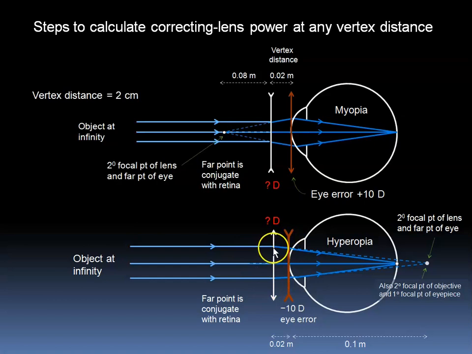Similarly, in the case of the hyperopic eye being corrected, we know where the far point of the eye is because the eye has a +10 diopter eye error, 0.1 here. Once we are given the vertex distance between the lens and the eye, in this case we add the two numbers together. In order for this lens to have a secondary focal point 0.12 meter away, we take the inverse to calculate what the power of this lens needs to be.